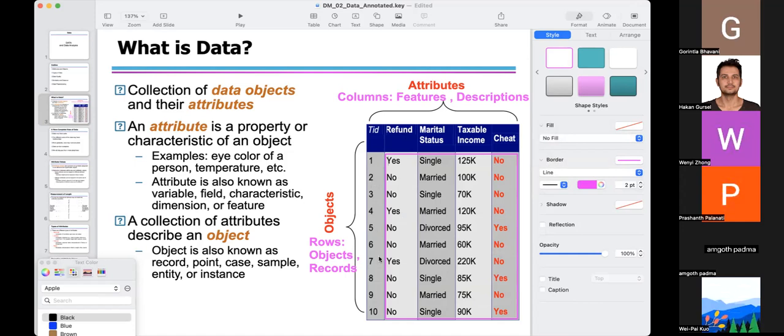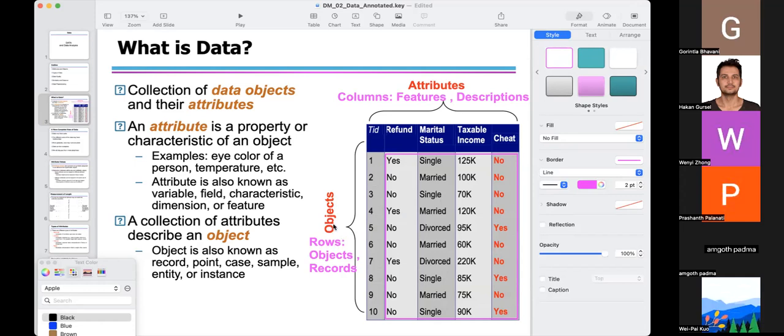So let's say the rows are customers, or these are people. And then on the columns, we have descriptions of those people. Let's say, what is their marital status? Are they single, married, or divorced? What is their income? And then did they receive a refund for their product that they purchased? So those are the descriptions of those customers.